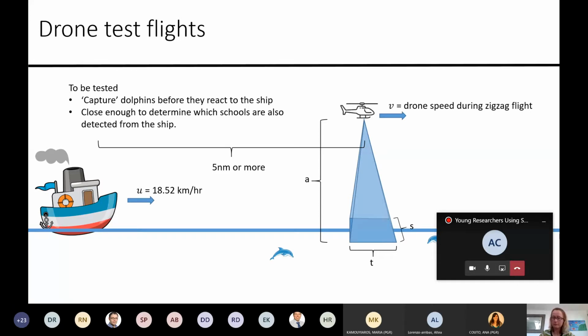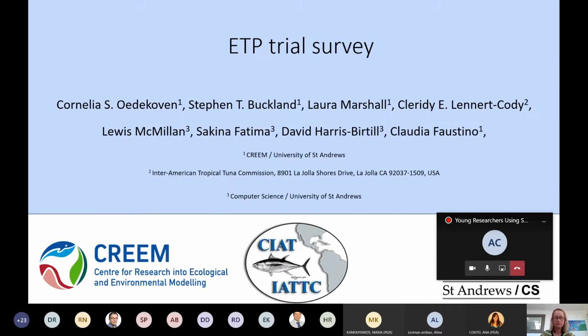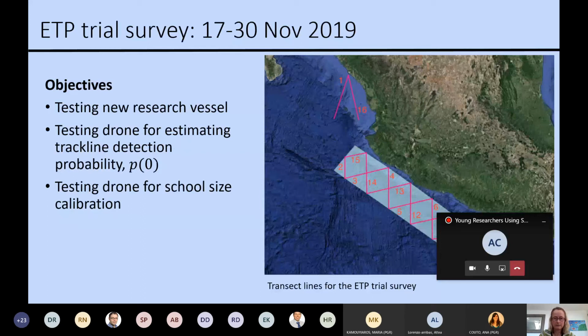And we also needed to test at which height we can fly in order to obtain good enough resolution and cover a large enough area. So this brings us to the next phase. This was the second contract we obtained from IATTC, the actual implementation of the trial survey, which is what we did last year in November.